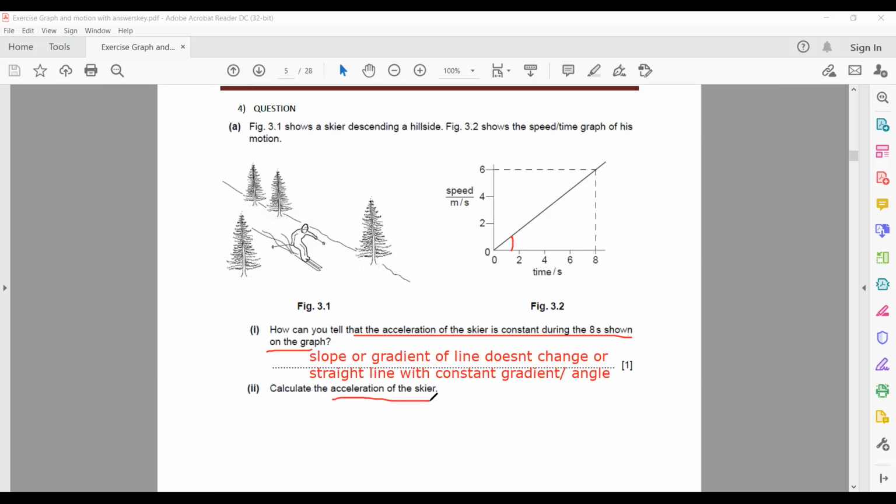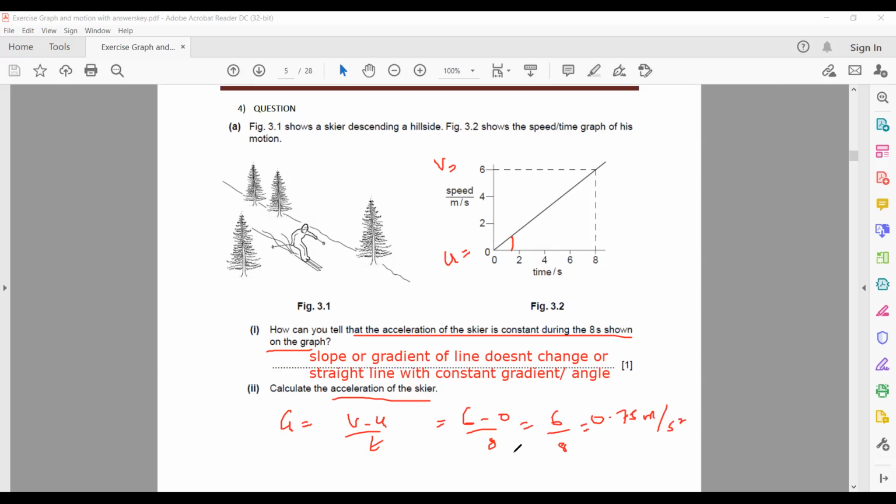Then calculate the acceleration of the skier. How can we calculate acceleration? It's a straight line graph, so again we'll use a formula, which is V minus U over T. It is starting from rest, so initial velocity is 0. Final is 6, and the time interval is 8. So 6 minus 0 divided by 8, or 6 divided by 8. That will be equal to 0.75 meter per second square.